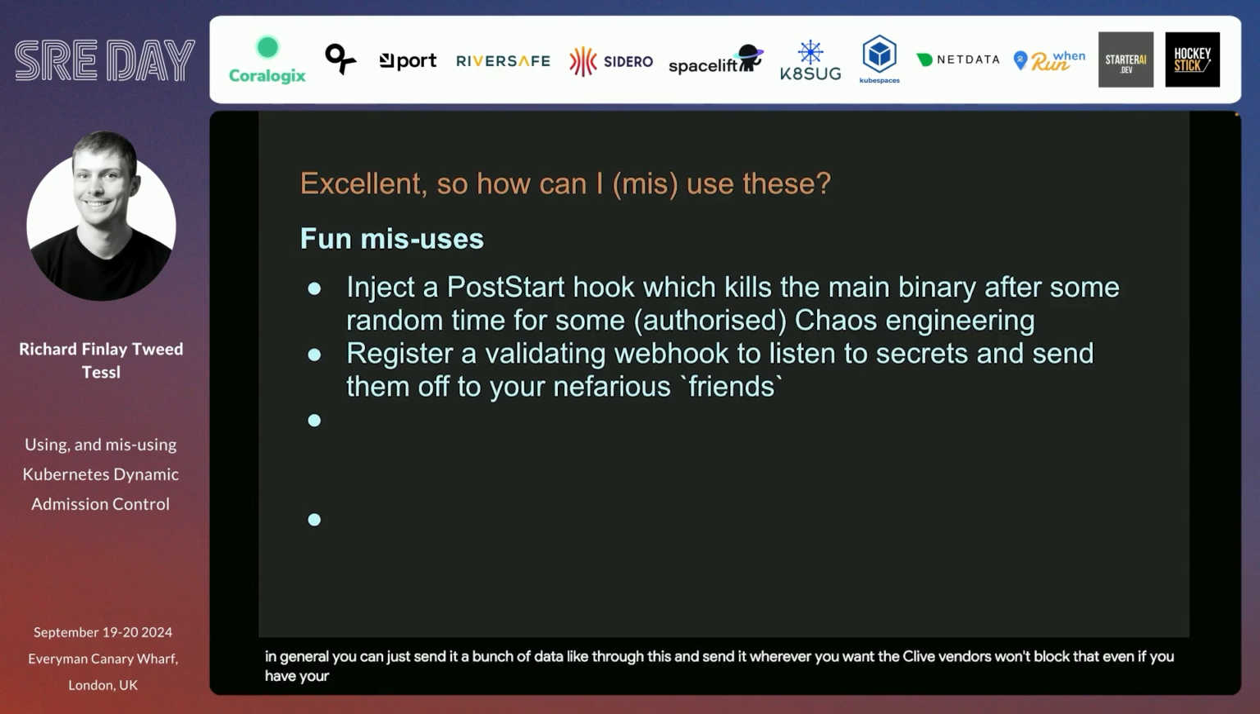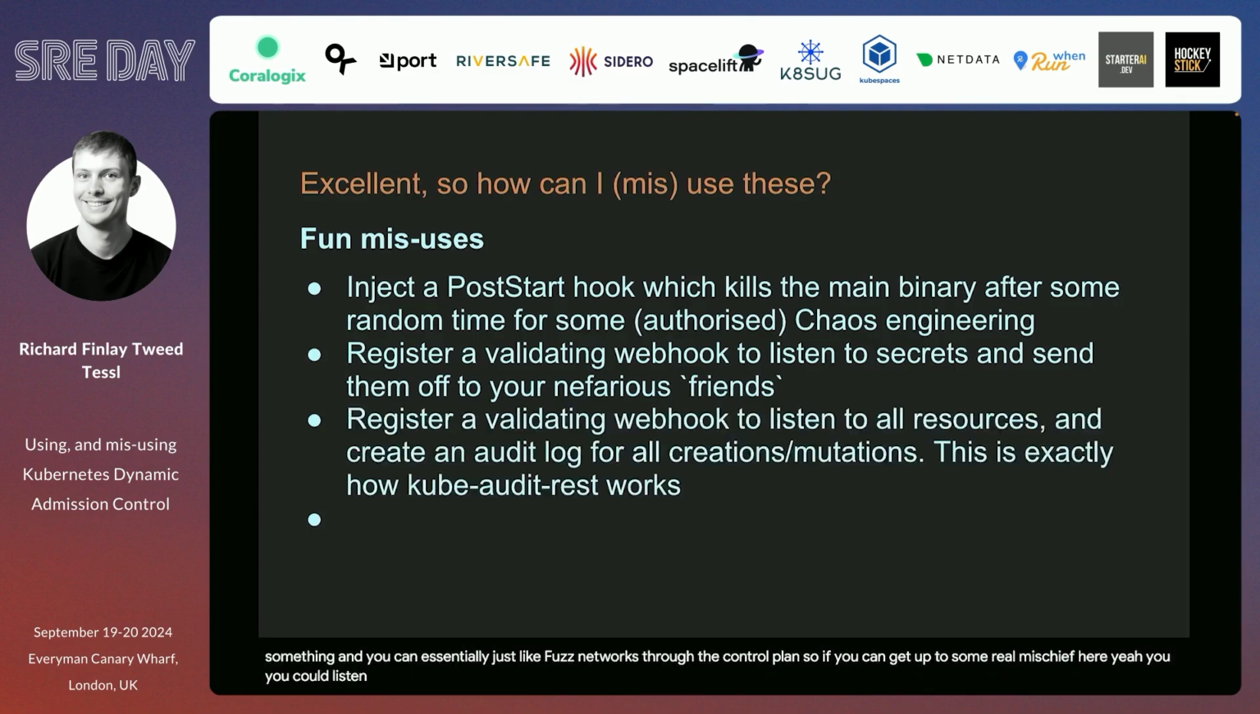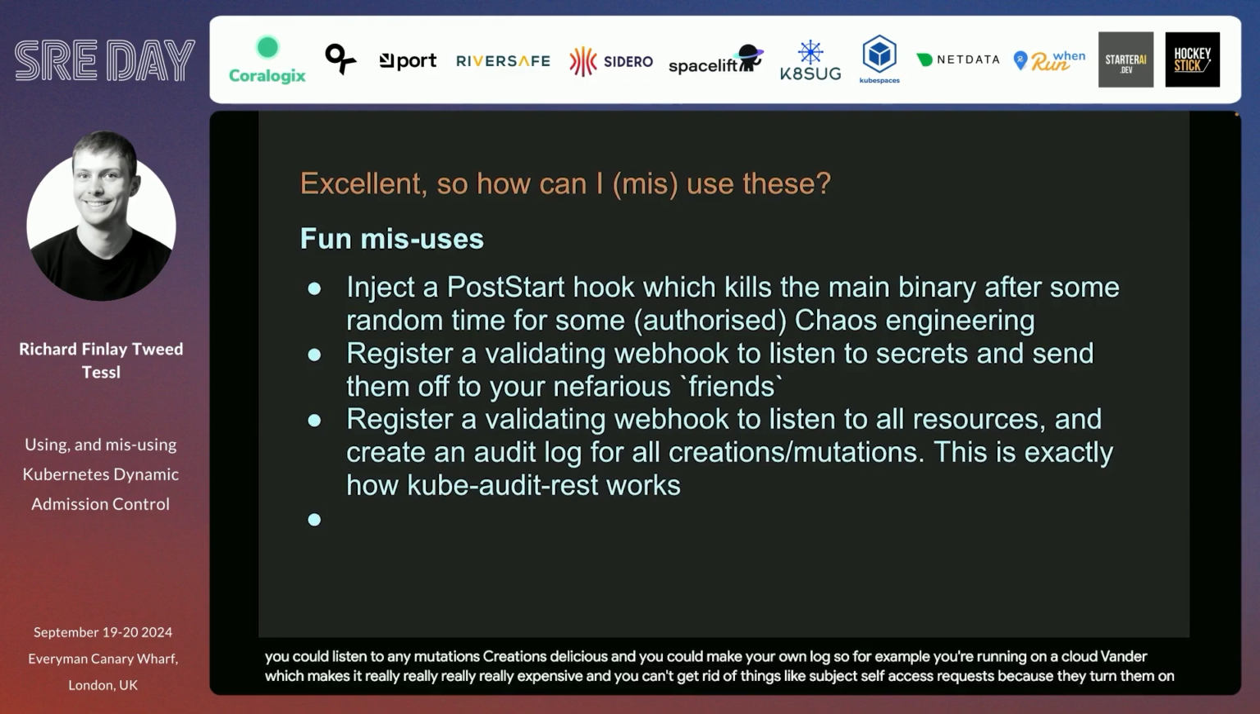Even if you have your own cluster, I've forgotten the researcher's name, but there's a researcher who wrote something called, I believe, K8s port scanner or something. And you can essentially just fuzz networks through the control plane. So you can get up to some real mischief here. You could listen to any mutations, creations, deletions, and you could make your own audit log. Say, for example, you're running on a cloud vendor which makes it really expensive, and you can't get rid of things like subject self-access requests because they turn them on and it costs you 10 times as much money as it should. You could run your own.